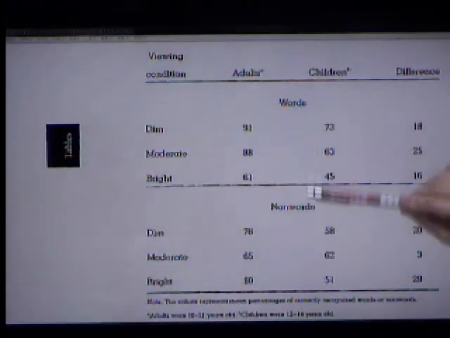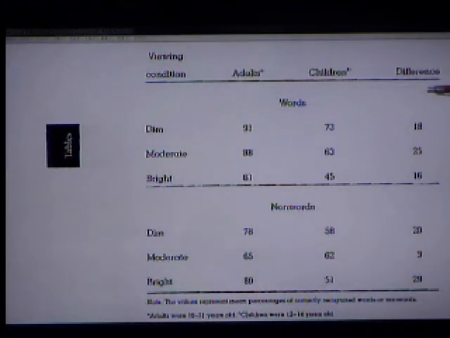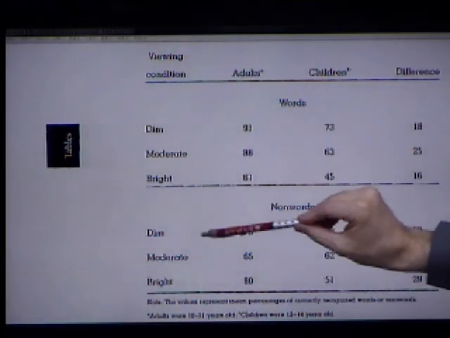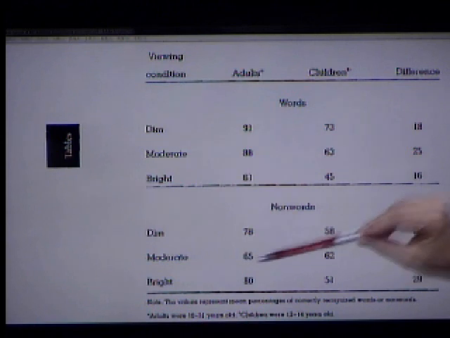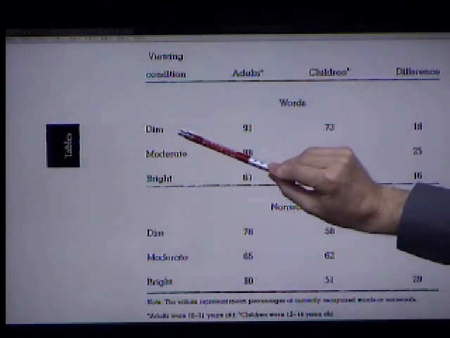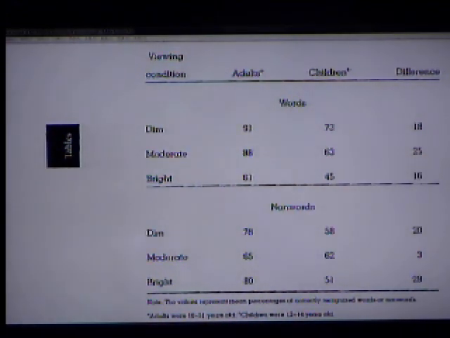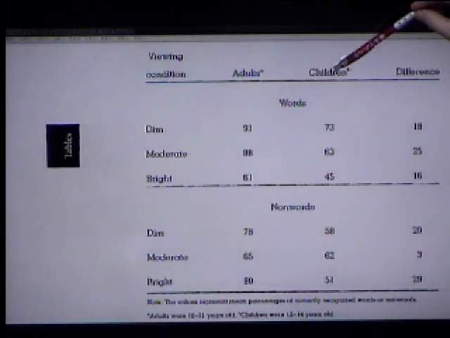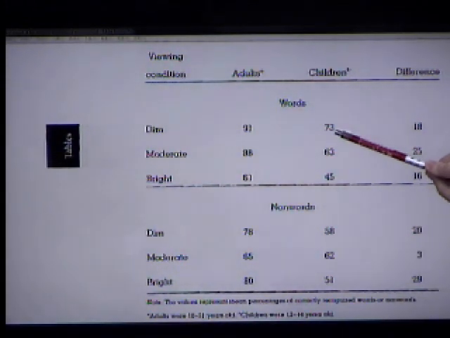And these are independent variables, right? And then down here will be your actual, what is the number? Recognition. So these are dependent variables. This is recognition. Did you see it? Did you know it? And then dim, moderate, bright. What is this? Viewing condition. So here the room is dark. Here the room is bright. Here the room is moderate. So if you're looking at words and the room is dark and you're an adult, the mean recognition is 91. And if you're a child and you're in a dark room and you recognize the word, the mean is 73 times.